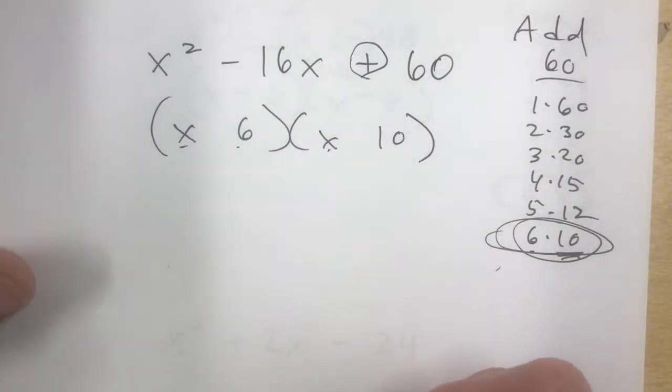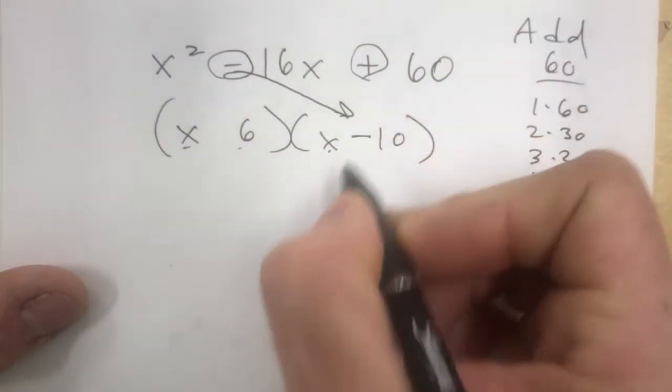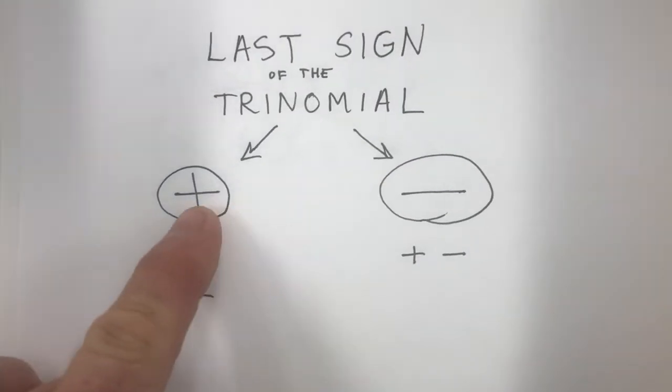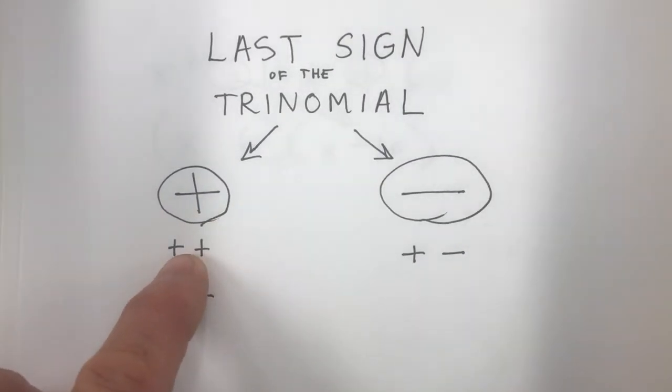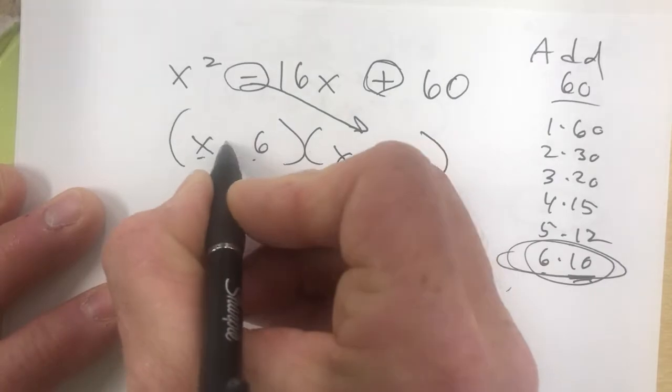And then the last thing I do is my signs. So this one automatically goes to the big one. And now this last sign's a plus. The last sign being a plus tells me they're either both positive or they're both negative. Well, this one's already negative, so it must mean they both are negative. So this is a negative too.